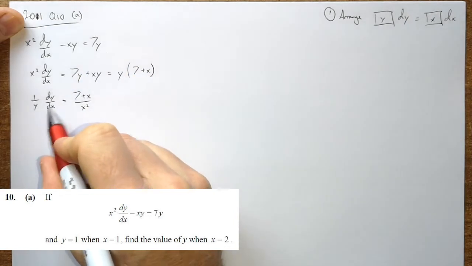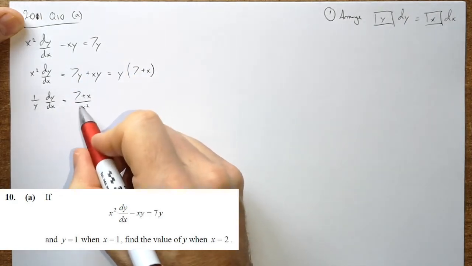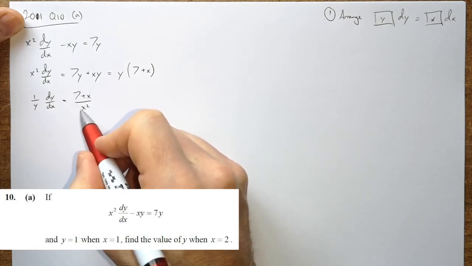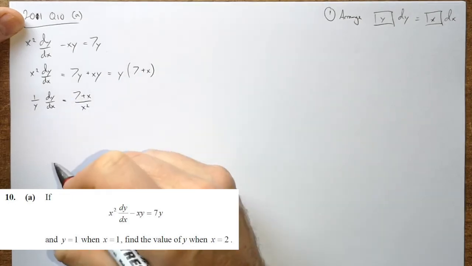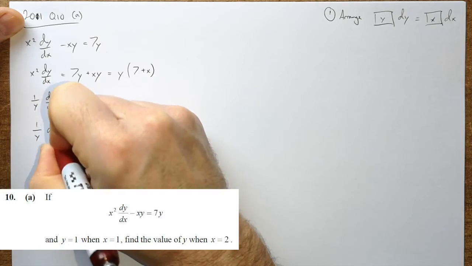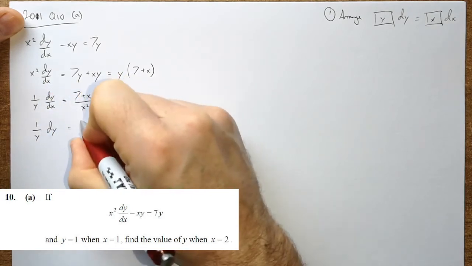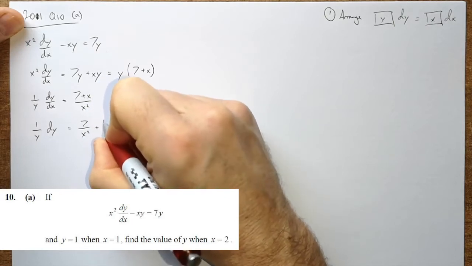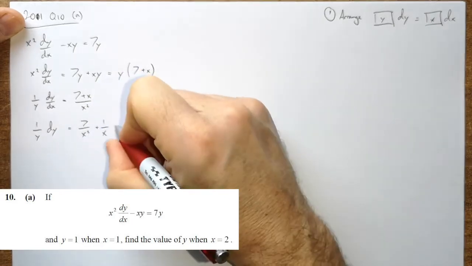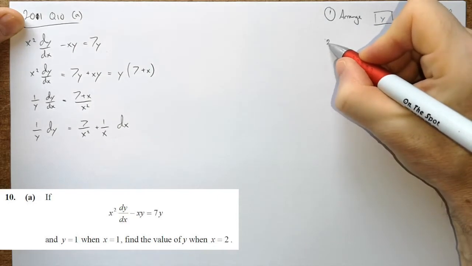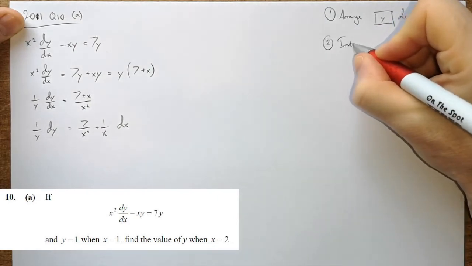Grand. Now we're going to bring this over here. I'm also going to tidy this one up a little bit because that's kind of messy to integrate. Well, actually, if I have 7 over x squared plus x over x squared, that's a little bit handier. All right, so I have 1 over y dy equals 7 over x squared plus, that's of course 1 over x, if I split those out, dx. Okay, so now I have them in the right kind of form that I want. Step two is to integrate.